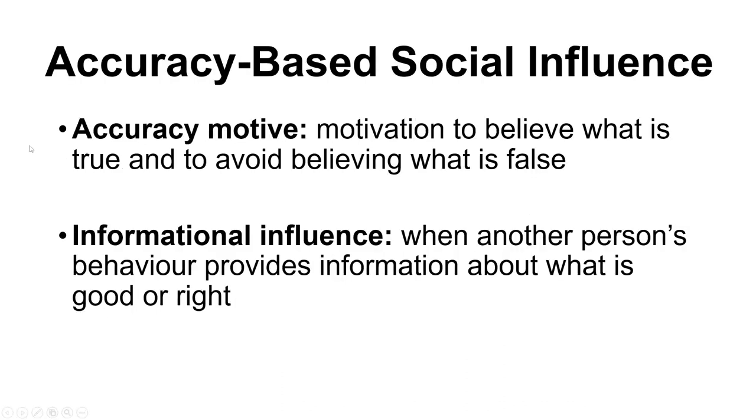All right, so that was all about belongingness and acceptance. So going along with things so that you are matching the people around you, fitting in with society and groups. We also have accuracy-based social influence, where accuracy is your motivation. So here you want to believe what is true and avoid believing what is false. We like to be right.